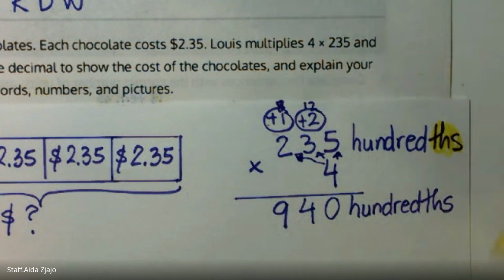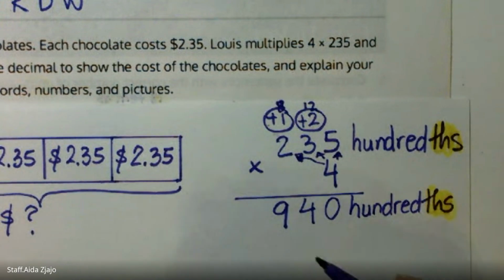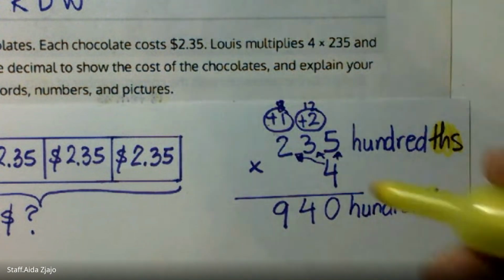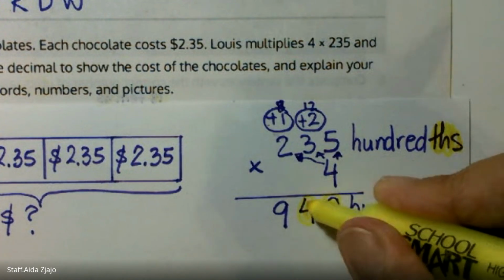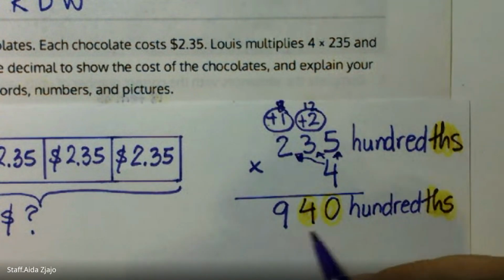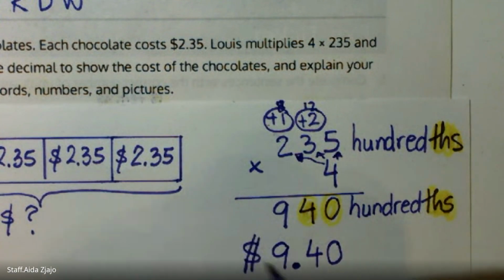So now when I change these hundredths into the standard dollar sign, the hundredths have 2 digits after the decimal place. So what that means is that my decimal is going to be right here. So if I am going to have a correct answer, it is going to be $9.40. It's the same thing.